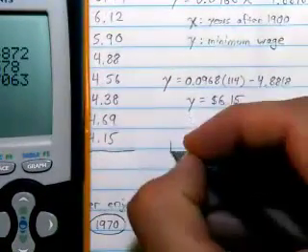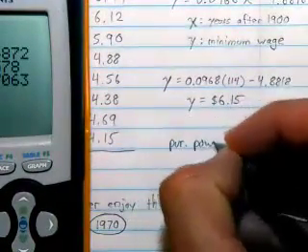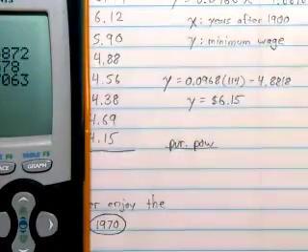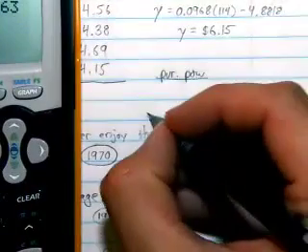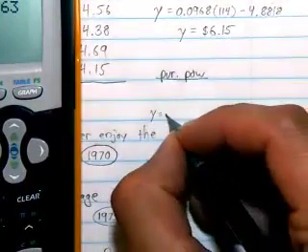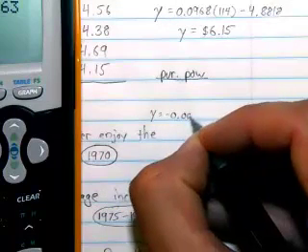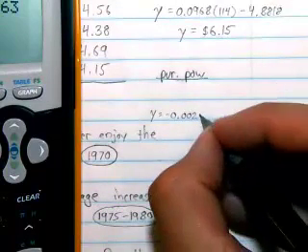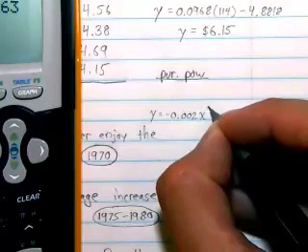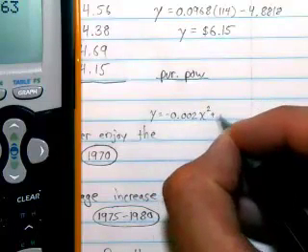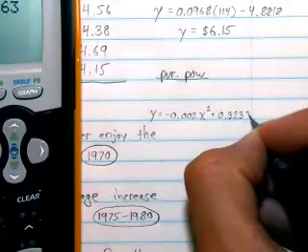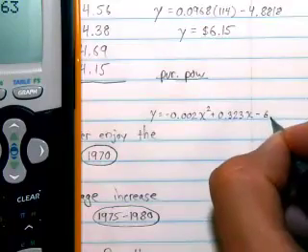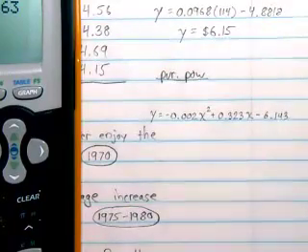But so if we're going to write down this equation for purchasing power, give yourself a little bit of room. So I've got y equals negative 0.002 x squared plus 0.323x minus 6.143. I'm going to go 3 decimal places for each one on this one.